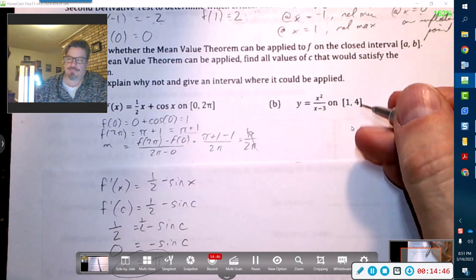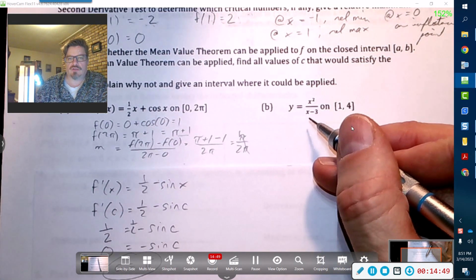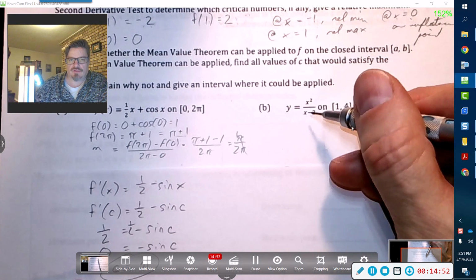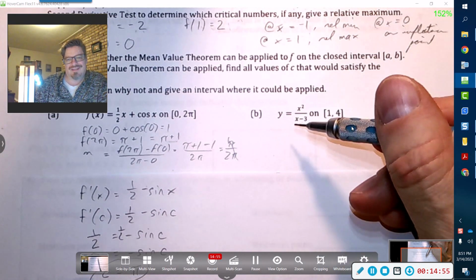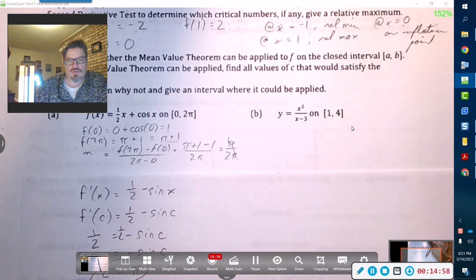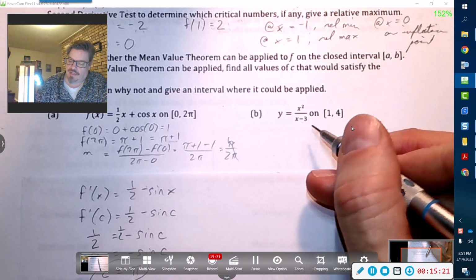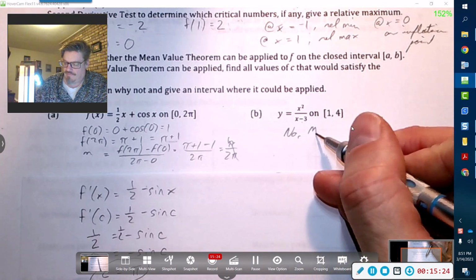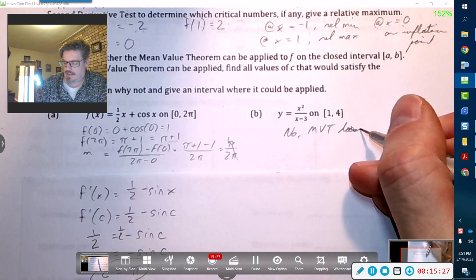All right, now for this guy, there's an issue at 3. This guy has an asymptote. It's going to have slant asymptotes, but we don't need to know that. What we want to know is where the vertical asymptotes are, because those are going to be the places where there is not continuity. So we would say no, the mean value theorem does not apply.